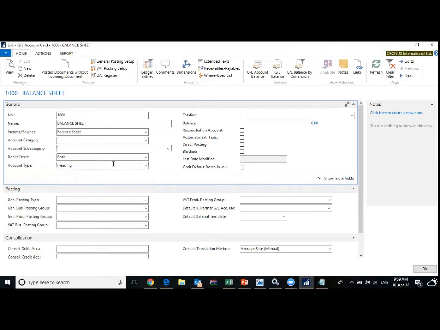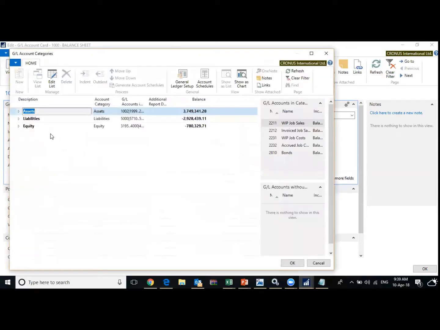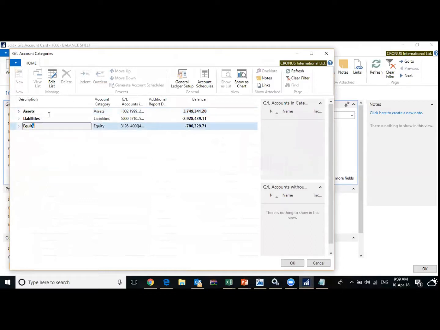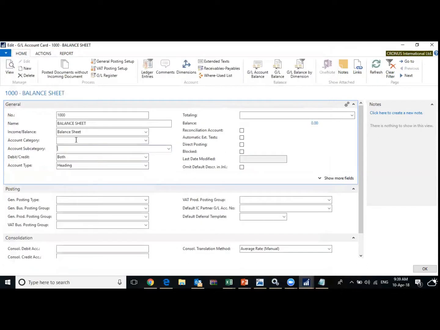Then you have a further categorization. This is also another way for you to subcategorize your accounts. If the accountant wants to create more subclassification of their accounts, they can do it here. If they're not satisfied with these classifications, they can create their own classifications.